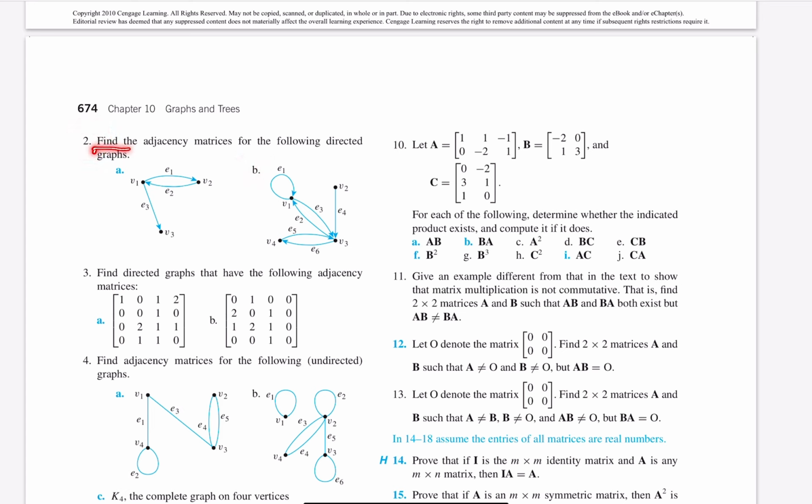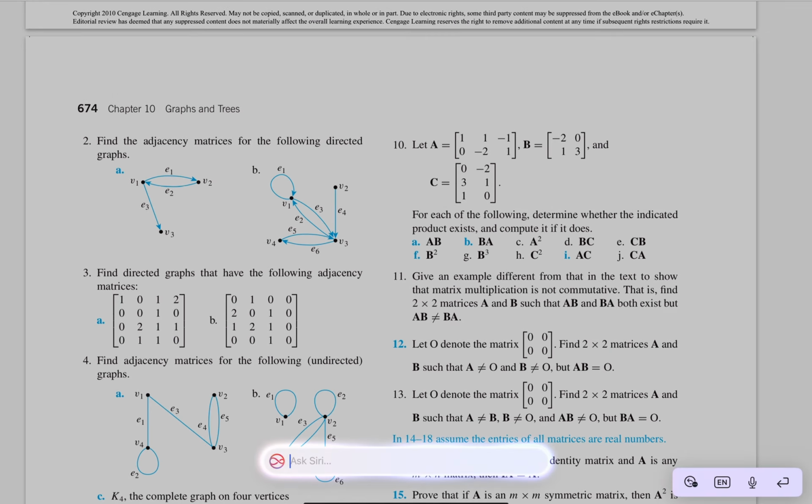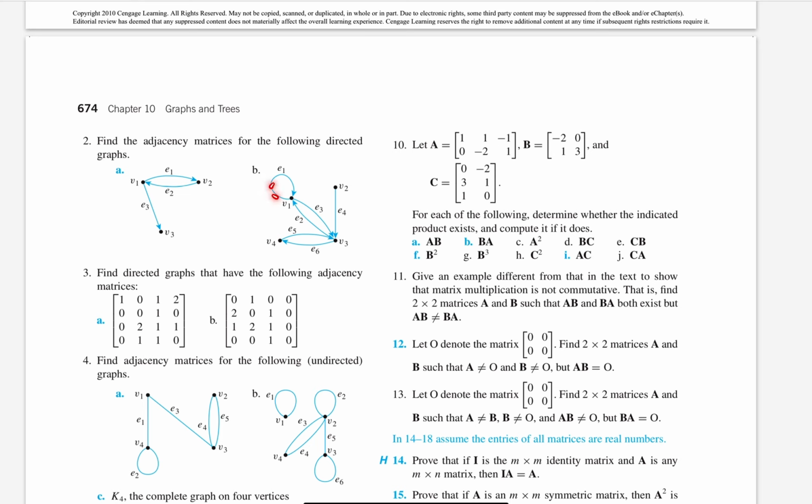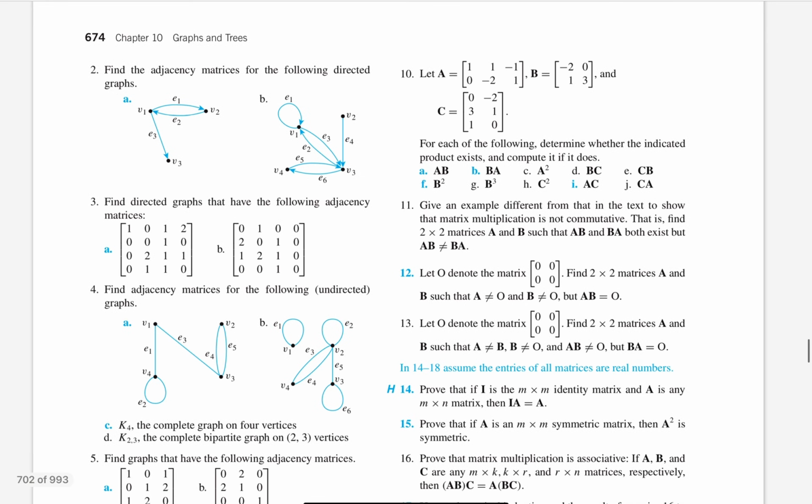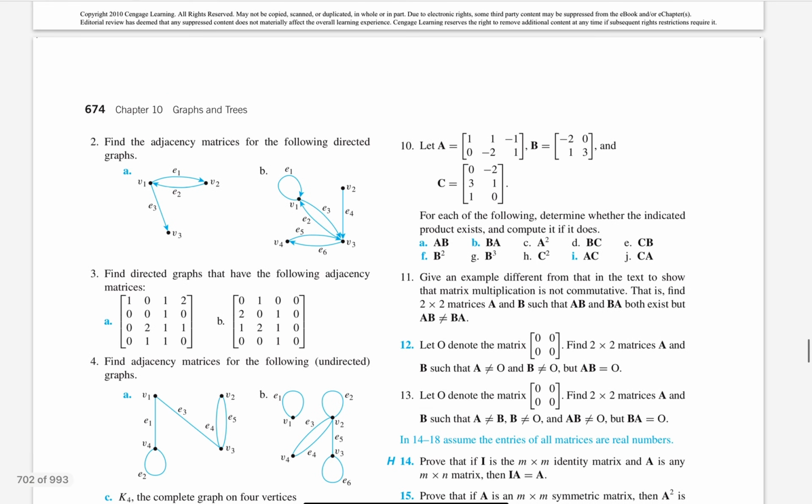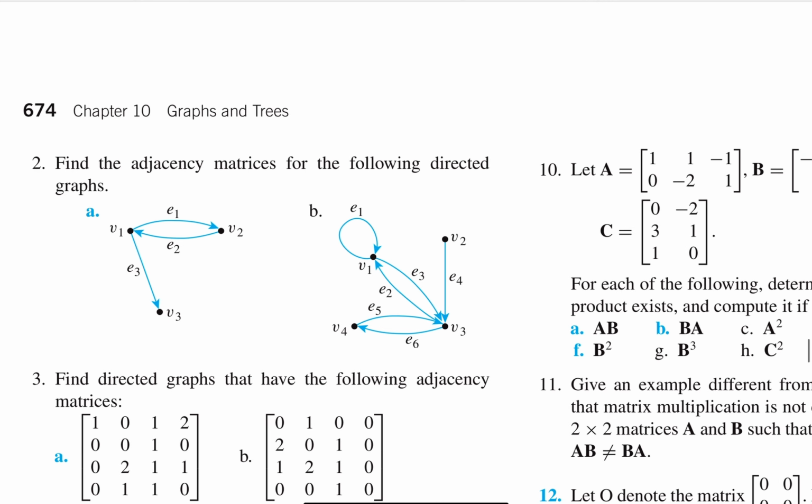The question was to find the adjacency matrix for the following directed graph. Be careful here. This one is a directed graph. Why is it directed? Because you have an arrow. And here is an undirected graph, because you don't have an arrow. Okay, let's do this one. They ask us to find the matrix for this one. This is 2B.